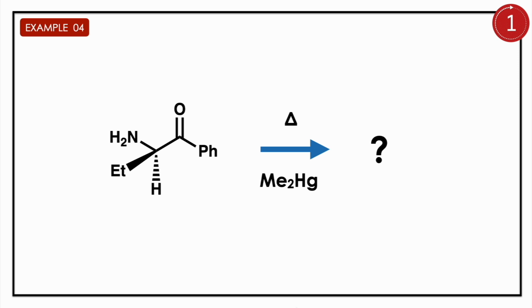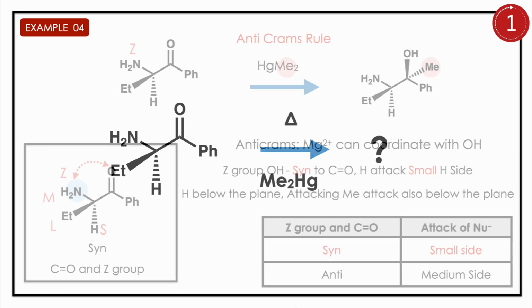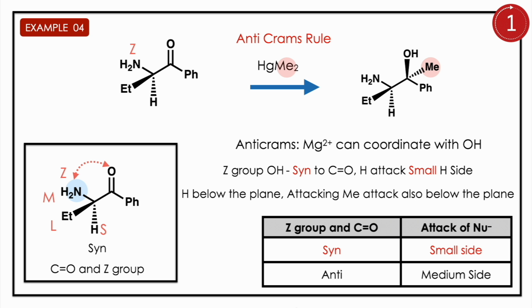Then the next example. Here you have a carbonyl, which is a ketone. One side you have phenyl, another side you have a chiral carbon with amine, ethyl and hydrogen. Ethyl above the plane, hydrogen below the plane. You are heating it up. Dimethyl mercury you are using. You should find what will be the final product. Here you have a carbonyl and a coordinating amine. The metal is mercury, it can coordinate, so chelation is possible. So anti-Cram's rule.